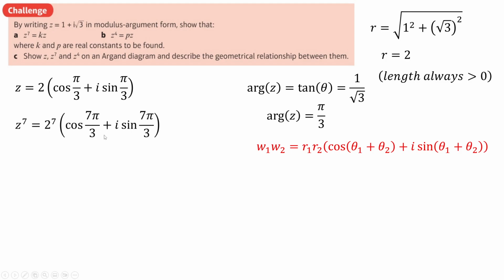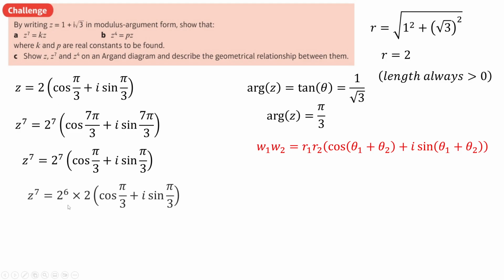Now, if we just take away 2 pi from this angle, you'll still keep the same thing. So it's just pi over 3 still. So the angle doesn't actually change. And then if you look at this, we want z to the 7 equals k multiplied by z. So if we split this into 2 to the 6 multiplied by 2, this 2 to the 6 is just 64. And then you'll notice that this part here is just z. And so k just must be 2 to the 6, which is 64.